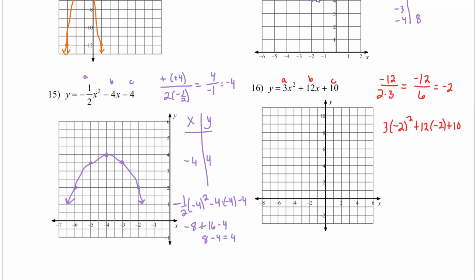So -2 squared is 4. 4 times 3 is 12. 12 times -2 is -24. And so I get -12 plus 10, which is -2.